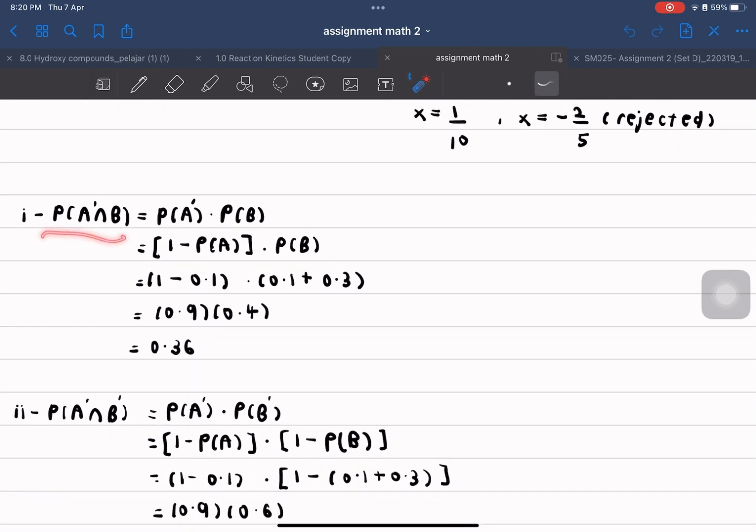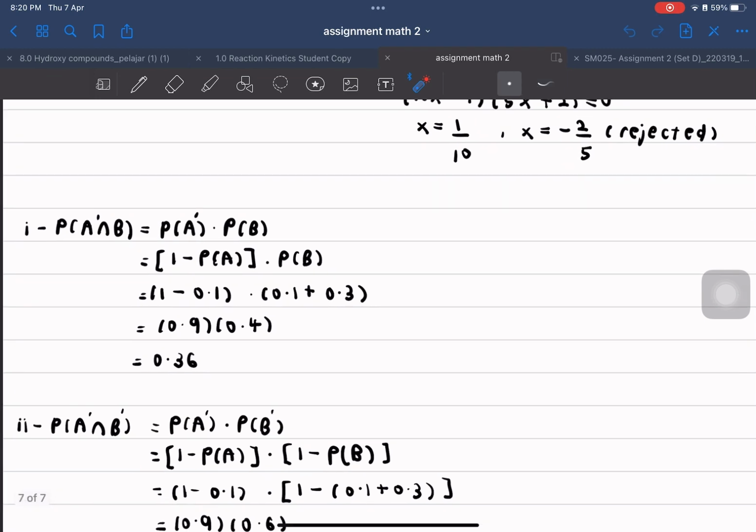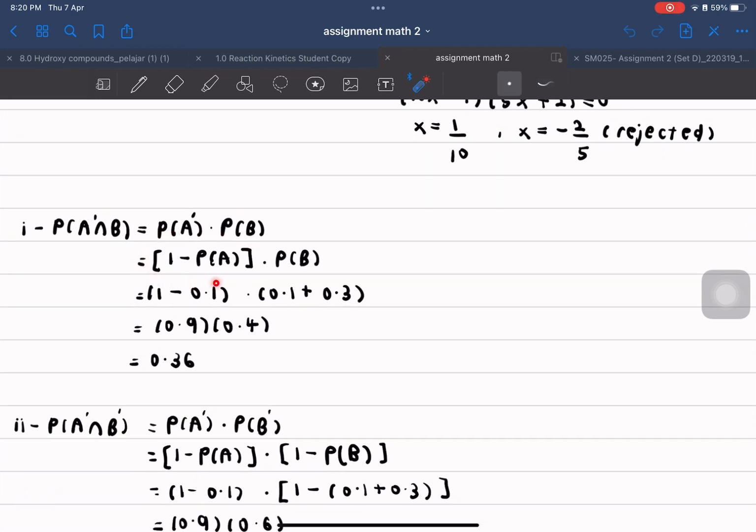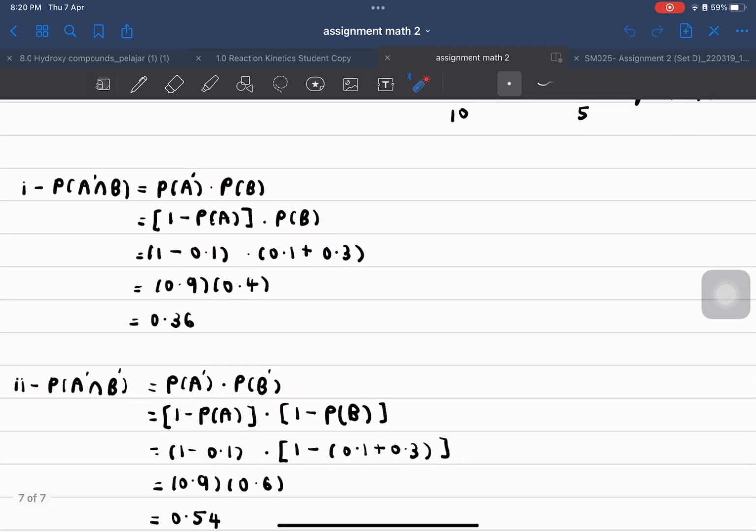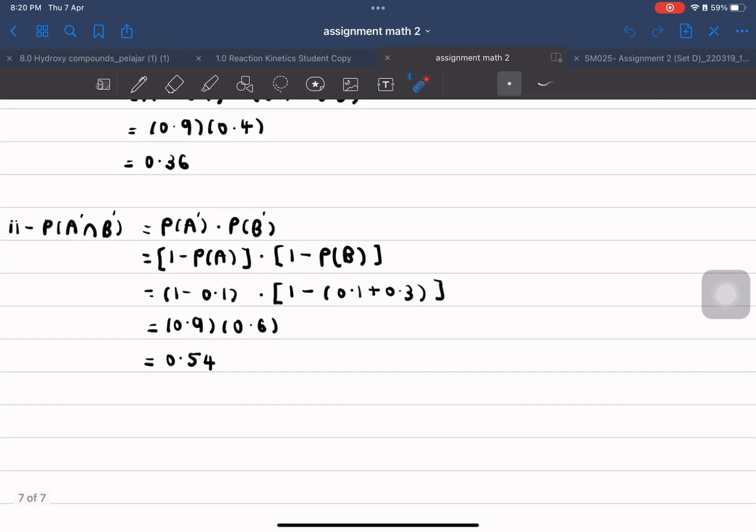So for B1, we have to find probability A prime intersect B. Probability A prime intersect B is equal to probability A prime times probability B. As we recall, probability A prime is 1 minus probability A. So after we fill the formula with the information given, we will get the value of probability A prime intersect B.